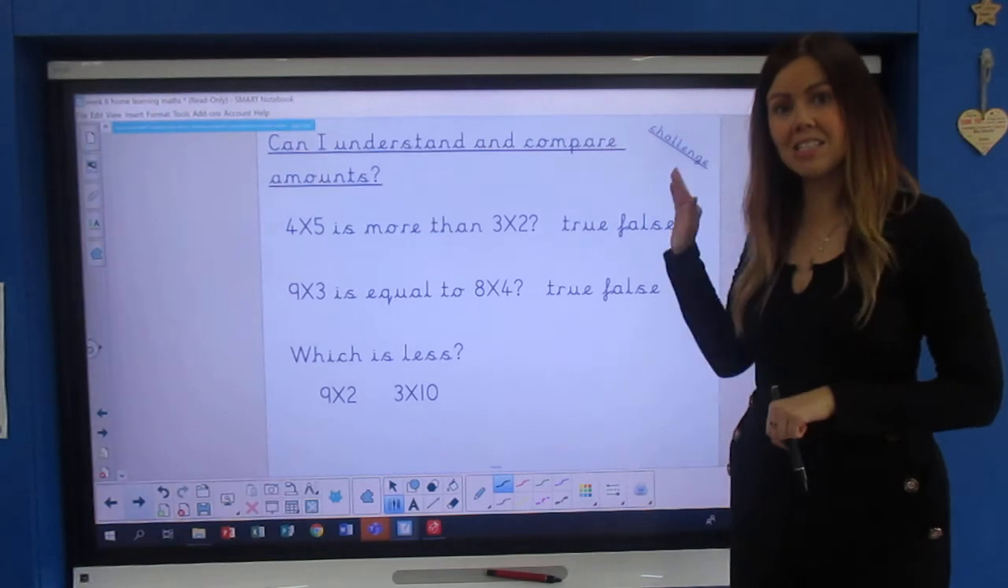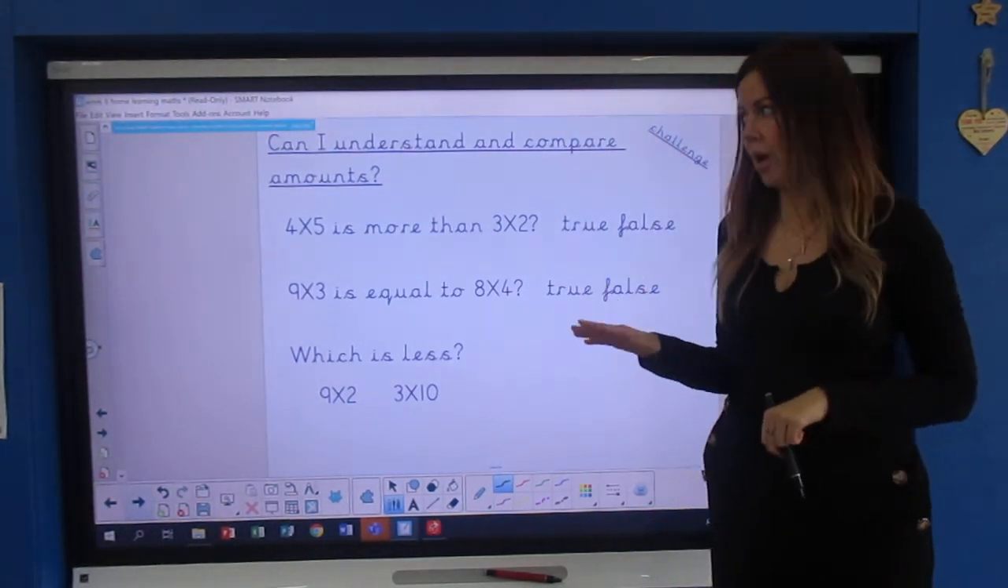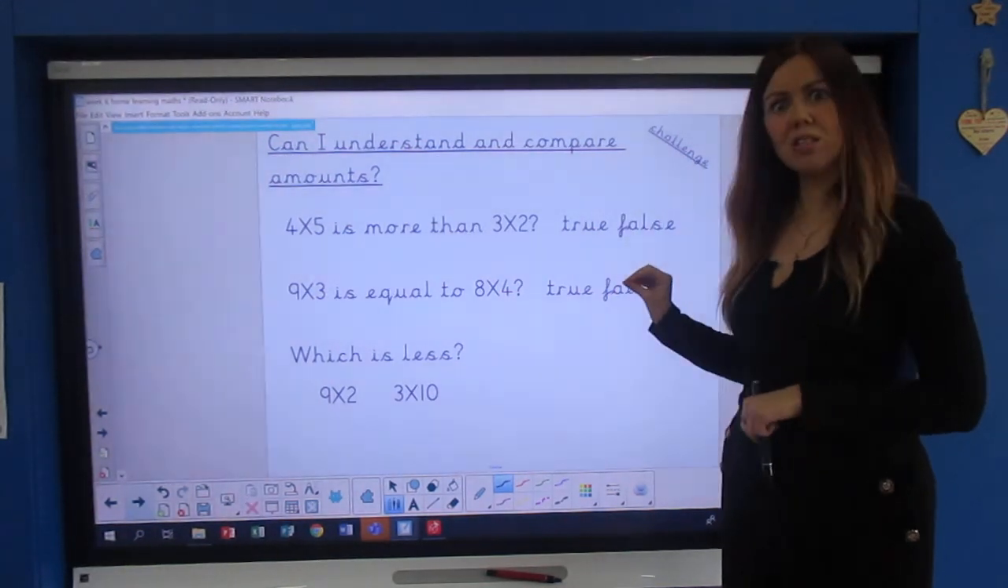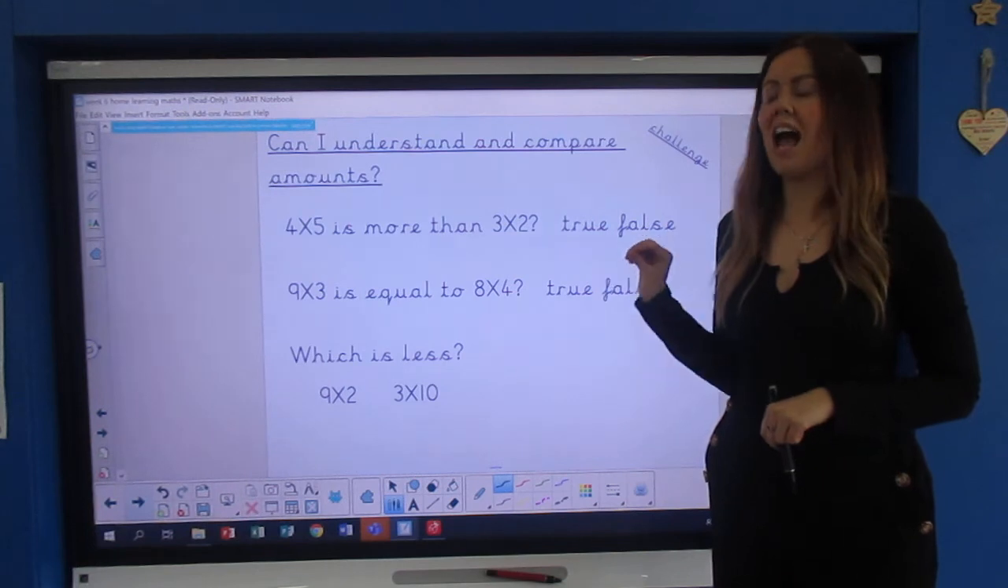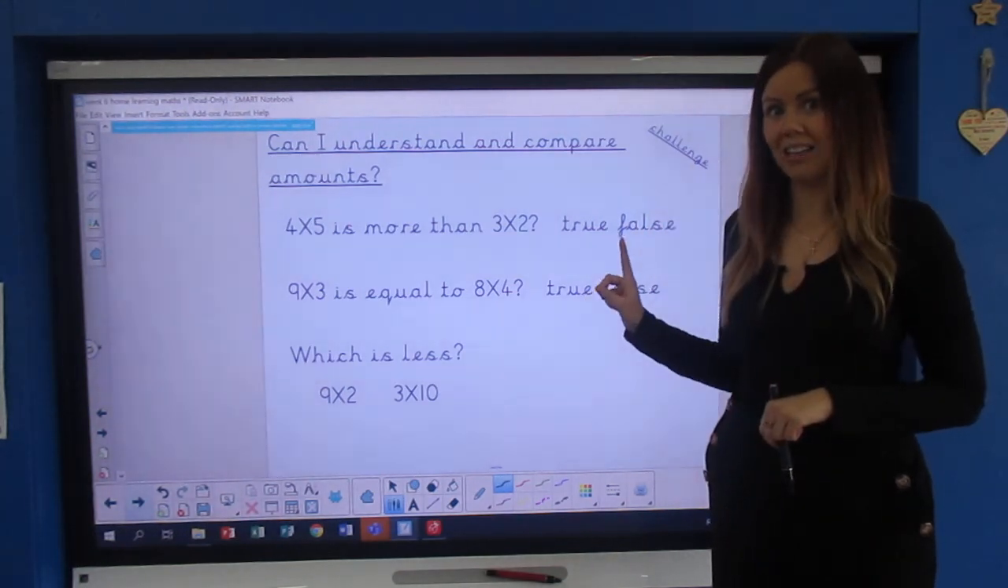If you are completing this challenge, use your whiteboard or use some pen and paper and have a go at working these answers out. Anybody who completes this and sends me a picture, I will definitely send you a Marvellous Me, because that is quite a tricky challenge today.